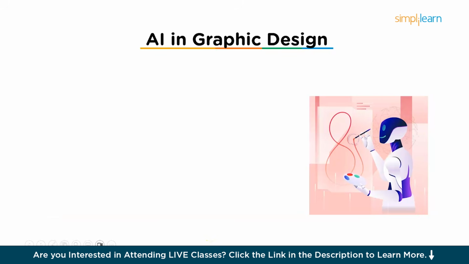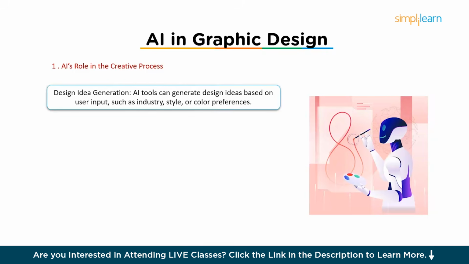So AI is transforming graphic design by enhancing creativity, solving design challenges, and automating repetitive tasks, making designers more efficient. So the first one is AI's role in the creative process. Design idea generation. So AI tools can generate design ideas based on user input, such as industry, style, or color preferences. For example, tools like Looka and Canva automatically generate logos or social media graphics based on these inputs, giving designers quick inspiration or starting points.